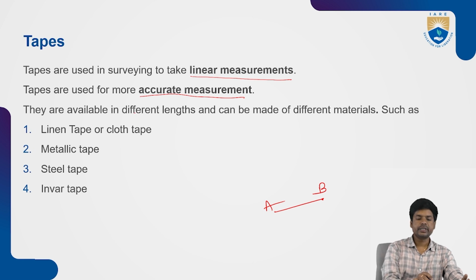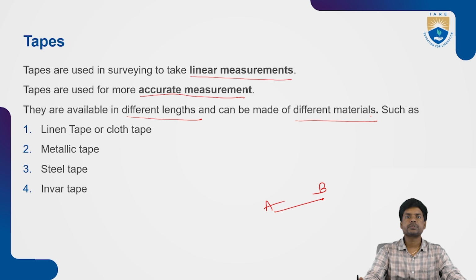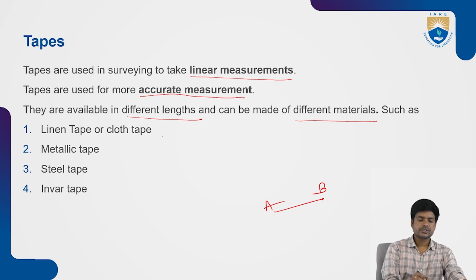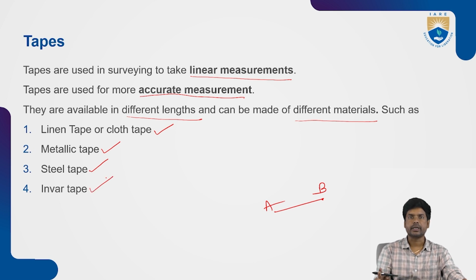Next, they are available in different lengths and can be made of different materials. These tapes are available in different lengths like 10 meters, 20 meters, 30 meters, and the materials used for manufacturing are different. Depending upon the material, we classify these tapes. The first one is linen tape or cloth tape, the second is metallic tape, the third is steel tape, and the fourth is invar tape.